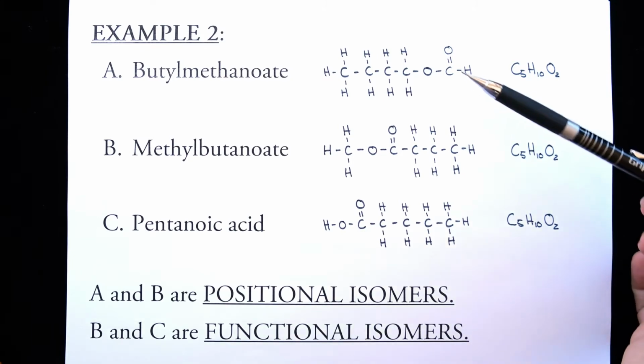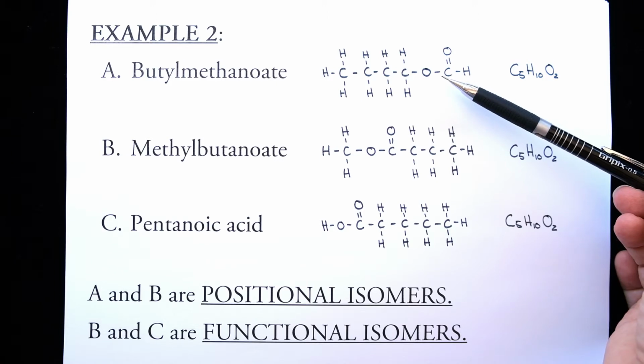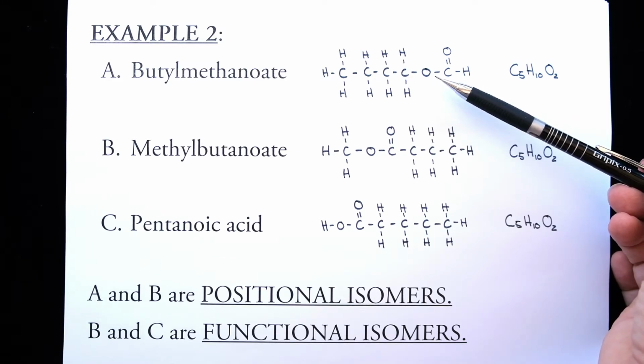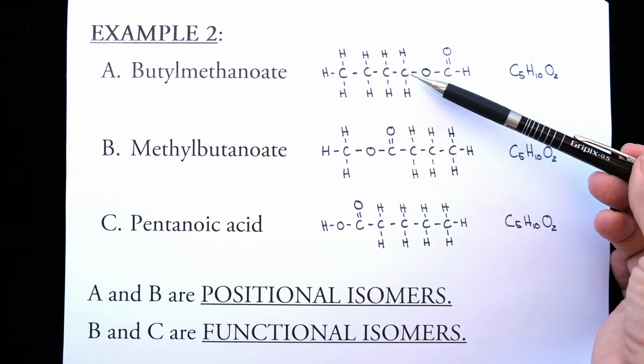Here is the structure for butyl methanoate. It's an ester. I'm not going to go into the synthesis of how esters are made, but very quickly, just to go over it. If it starts with butyl, the alcohol that was used was butanol. This single bond O came with these 4 carbons on the left.